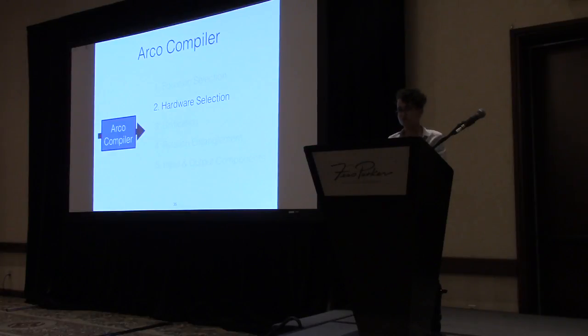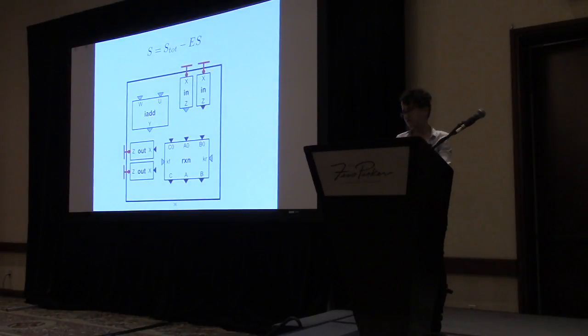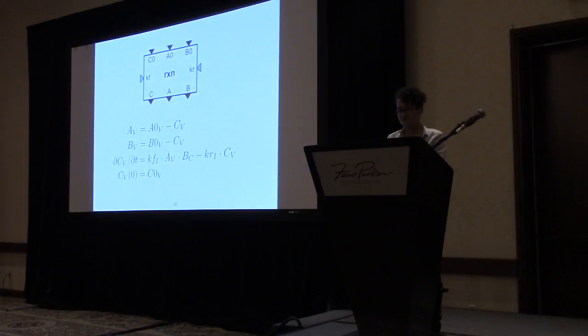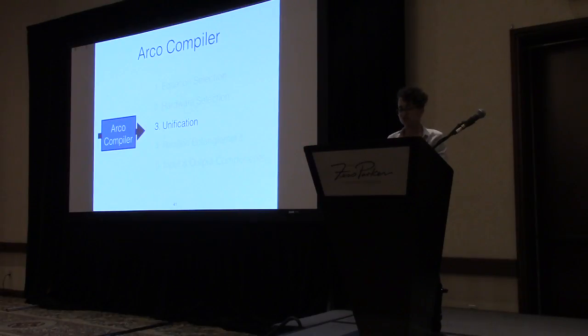The next thing we do is we select the hardware, specifically the property of the port of the component that we are interested in. So we have all of these components to choose from. We choose the RxN component. More specifically, we choose the voltage of port A, which is an output port in this component. So now our problem becomes mapping the dynamics of S onto the voltage of output port A. And the way we do this is we use a process called unification.